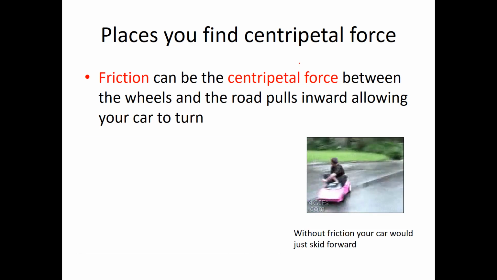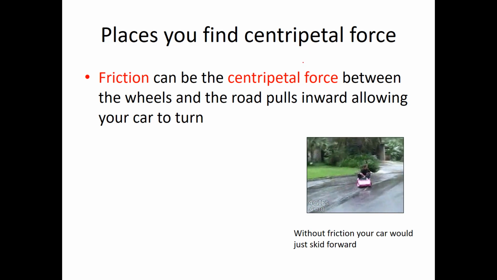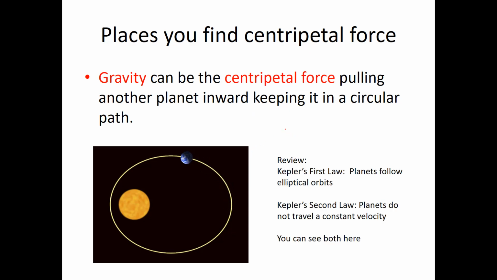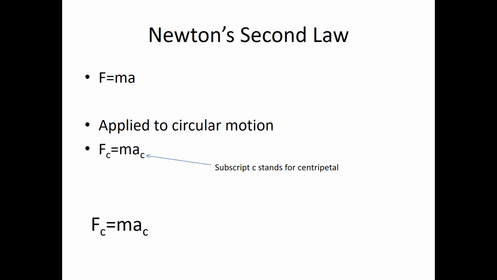This is an example of some dad being crazy and not having centripetal force when he's trying to turn that corner. Here's gravity applying that centripetal force. And planets don't go in a perfect circle around an orbit. They follow an elliptical pattern. In a future physics class, you might be learning about Kepler's laws. And then tension.